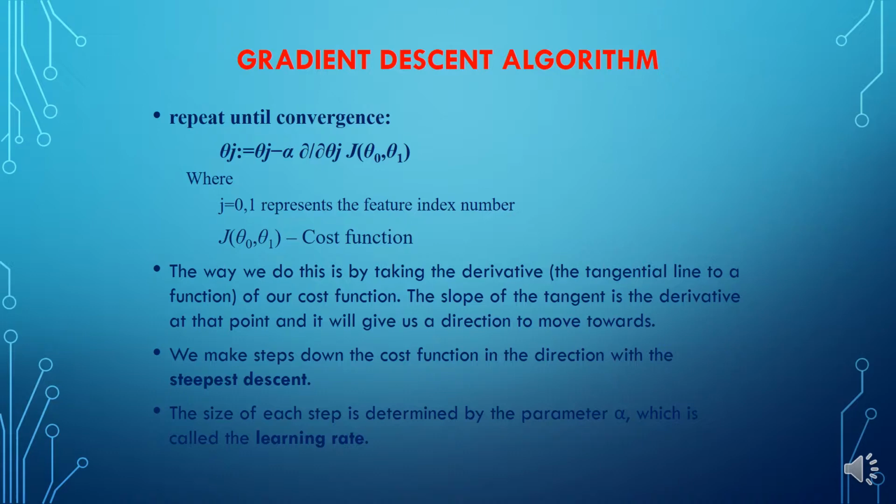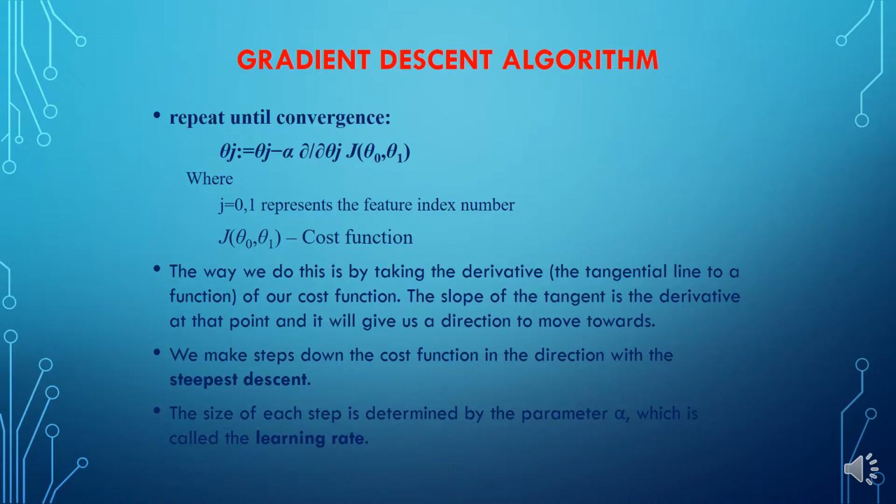Now we find the new value for each of the theta j, j is equal to 0 to 1. We use a gradient descent algorithm. So new value of theta naught, look at the algorithm. New value of theta naught is equal to old value of theta naught minus alpha multiplied by the partial derivative of the cost function.